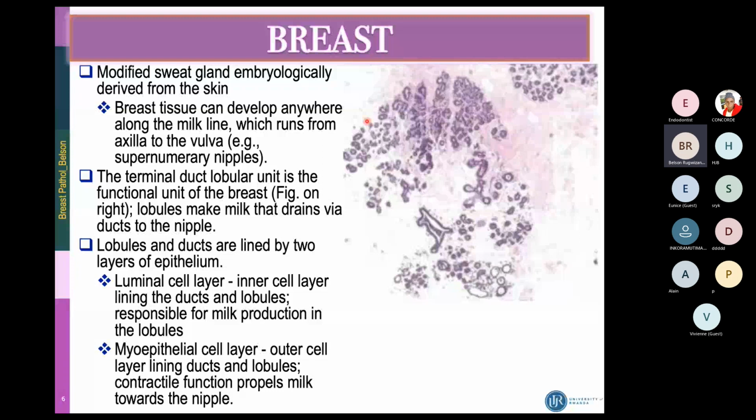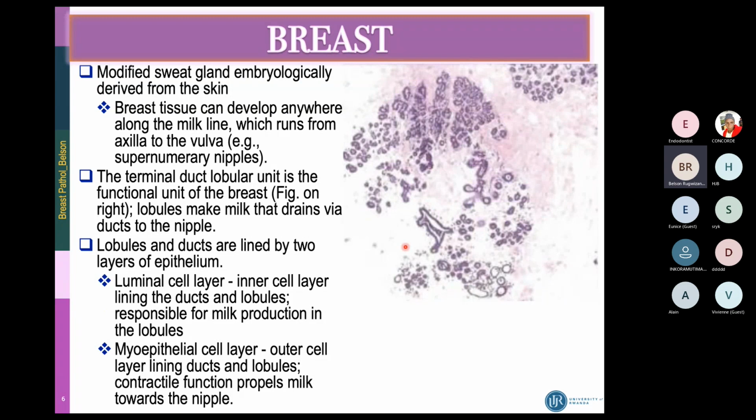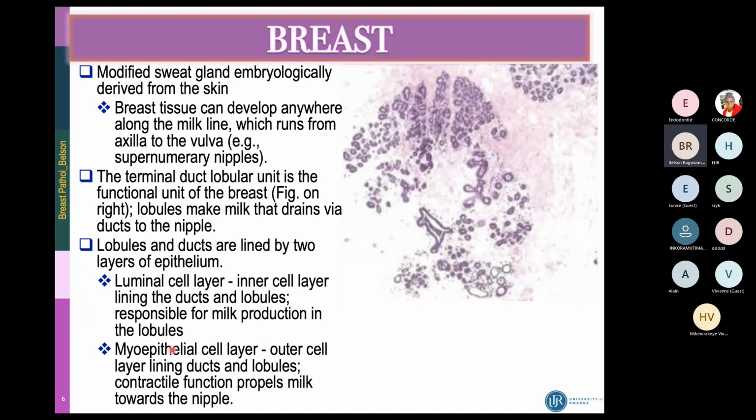The terminal duct lobular unit is the functional unit of the breast, which is shown here. It means here you have a central duct, then you have lobules around. This is called the terminal duct lobular unit. Lobules make milk that drains via the ducts up to the nipple. Lobules and the ducts are lined by two layers of epithelium. These are the inner luminal cells lining the ducts and the lobules, responsible for milk production in the lobules. And behind them, we have an outer cell layer.